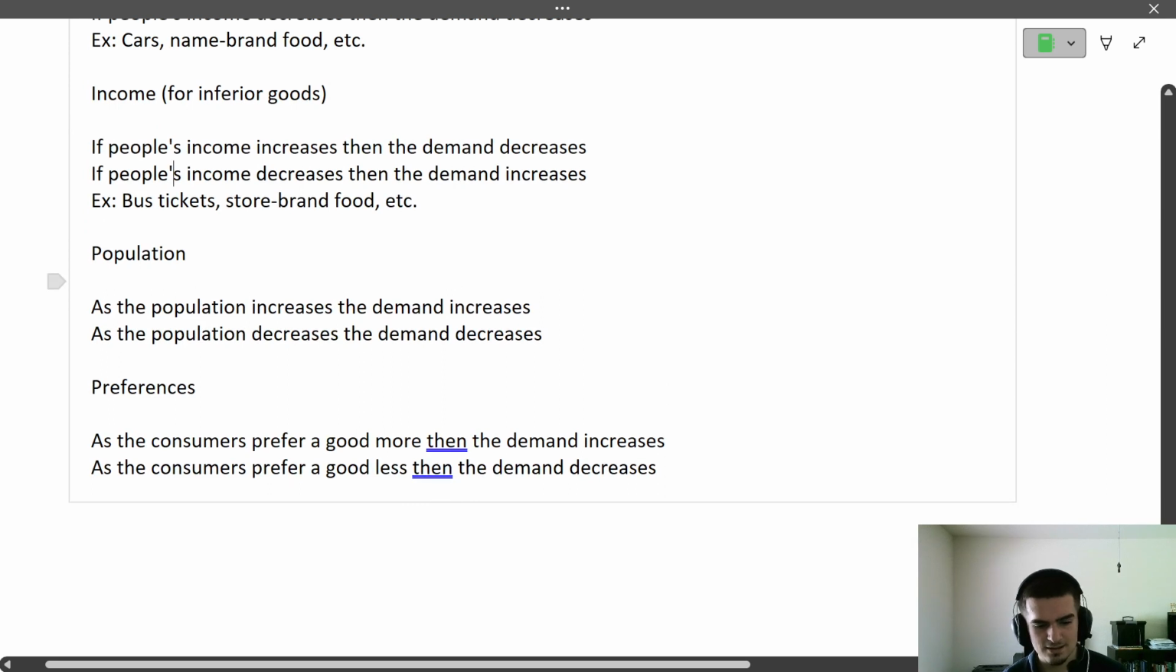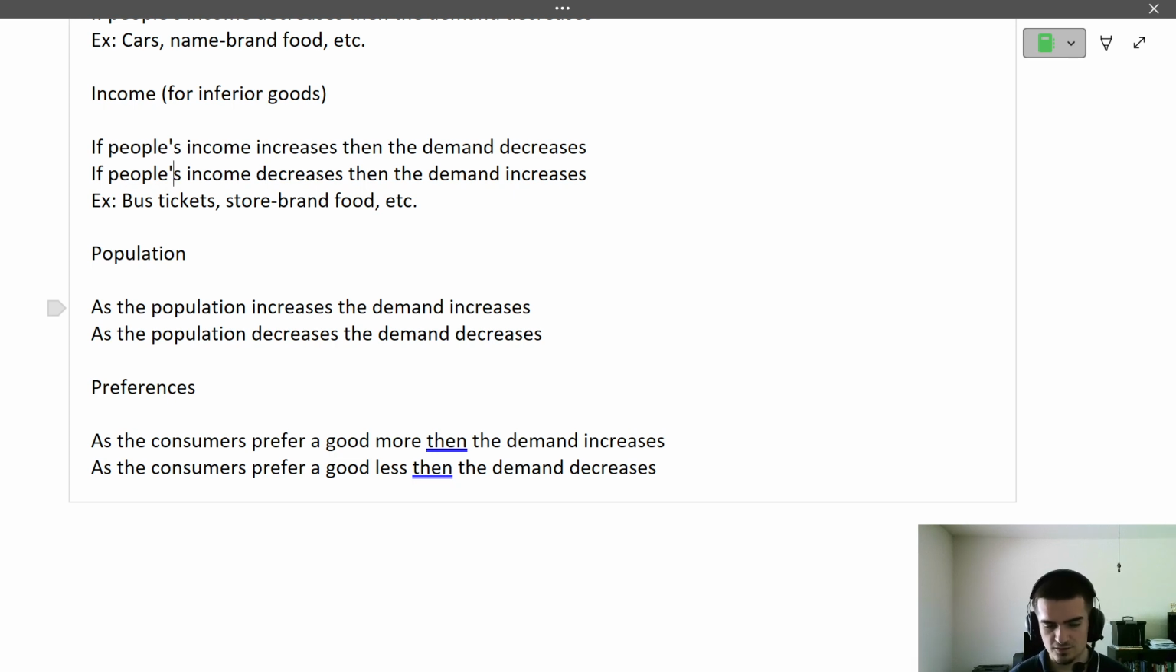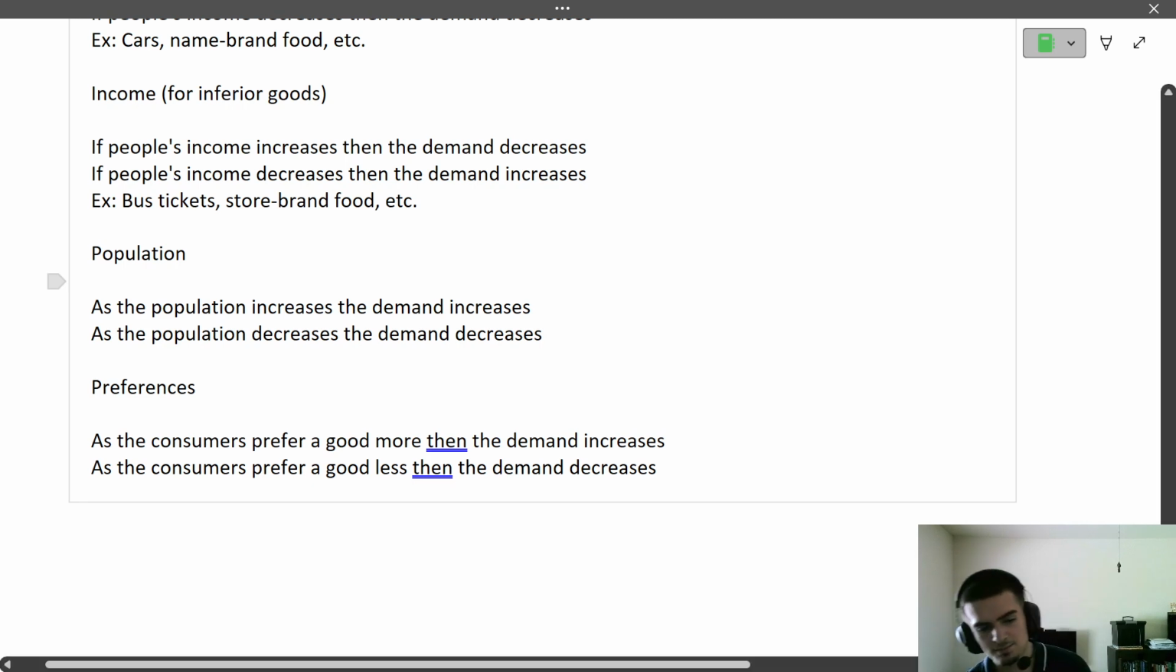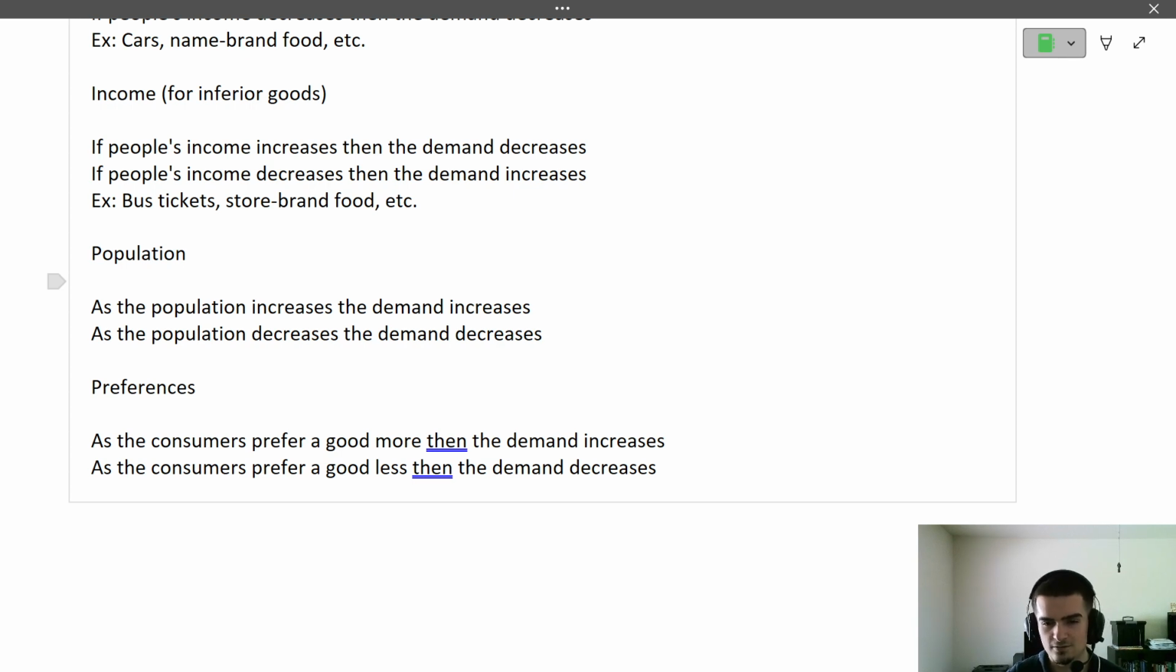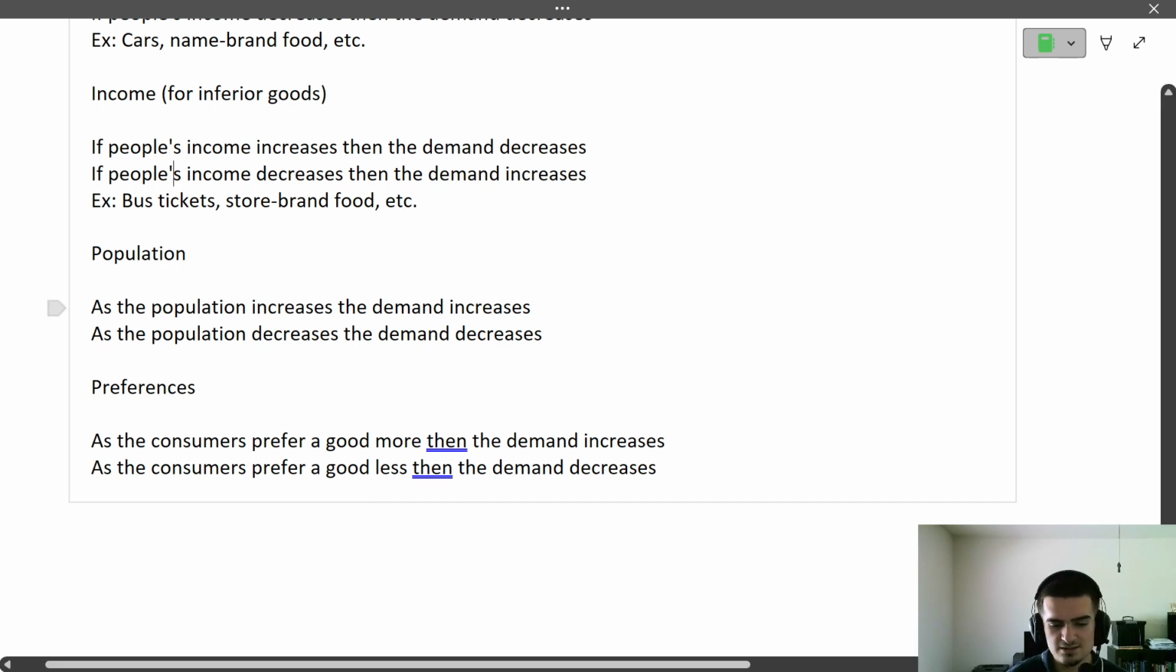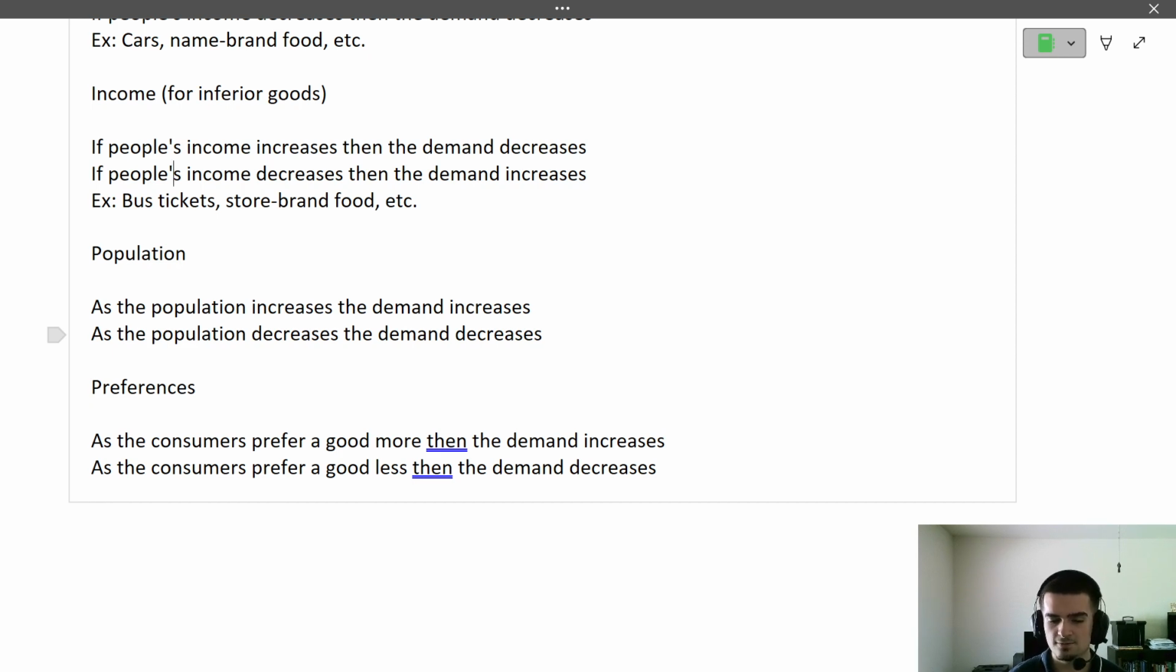The next one's kind of intuitive, but population is another shifter of demand. As the population increases, then demand increases. The more people there are, the more people buy stuff. As population decreases, then demand decreases, because if there's fewer people, then fewer people want to buy stuff.